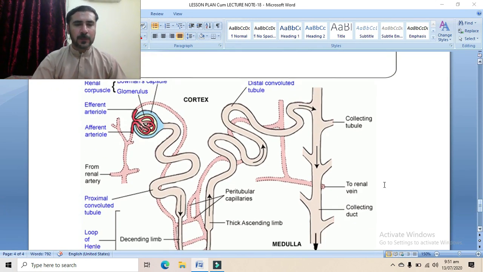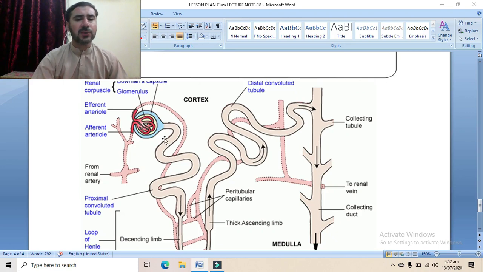So during the first step, the pressure filtration occurs, the ultrafiltration occurs. This is the pressure filtration or the ultrafiltration under high pressure. Then the selective reabsorption process takes place. The selective reabsorption takes place inside these proximal convoluted tubules and the distal convoluted tubule. And the third step is the tubular secretion process.